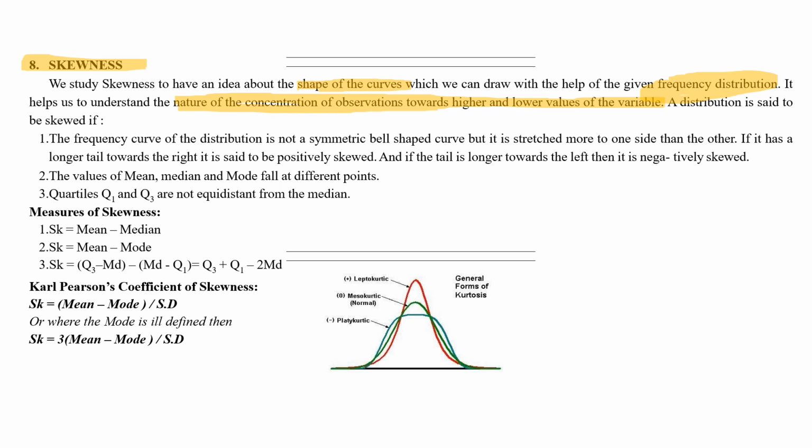A distribution is said to be skewed when the frequency curve of the distribution is not symmetric, not a bell shaped curve, but is stretched more to one side than the other. If it has a longer tail towards the right, it is said to be positively skewed. If it is stretched more towards the negative side, we call it negatively skewed.